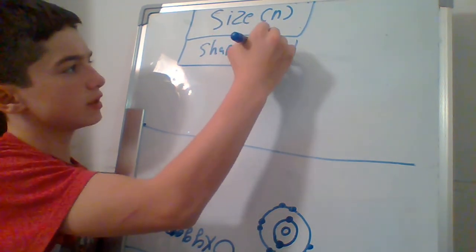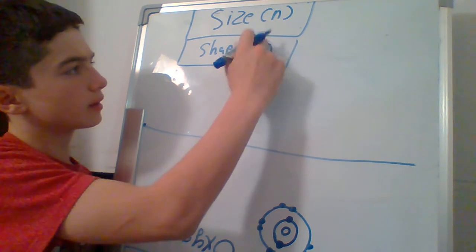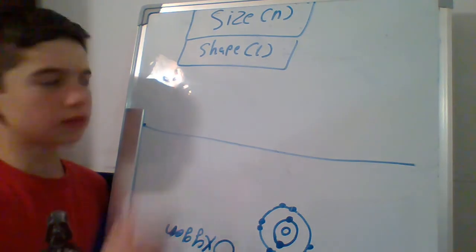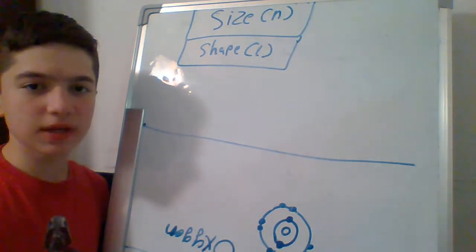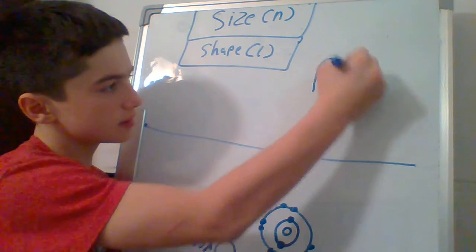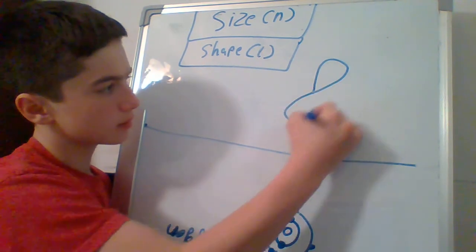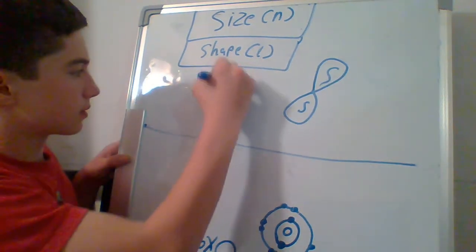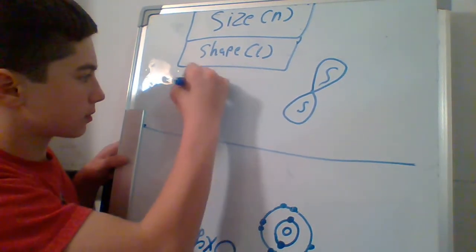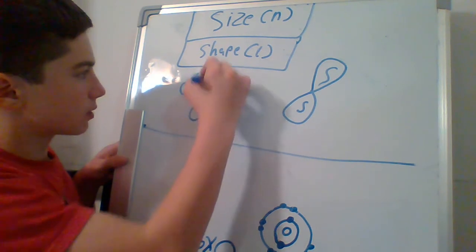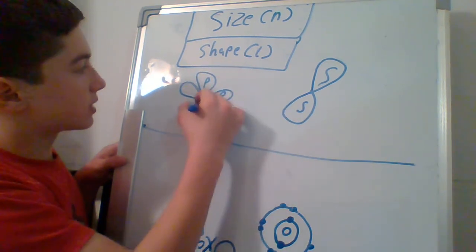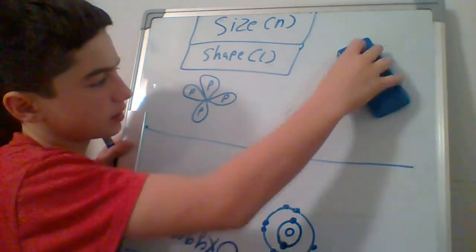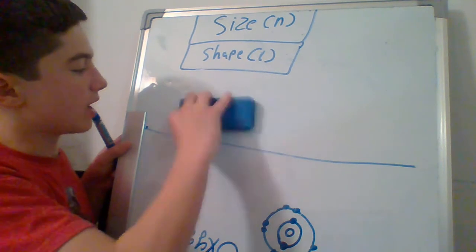Now we go to the second one, which is the shape. Which has the symbol of what? You're right, small l. What do we mean by that? For example, the s orbital will look something like this, and the p orbital will look something like this. So it tells us about the shape of that orbital, which has the symbol l.